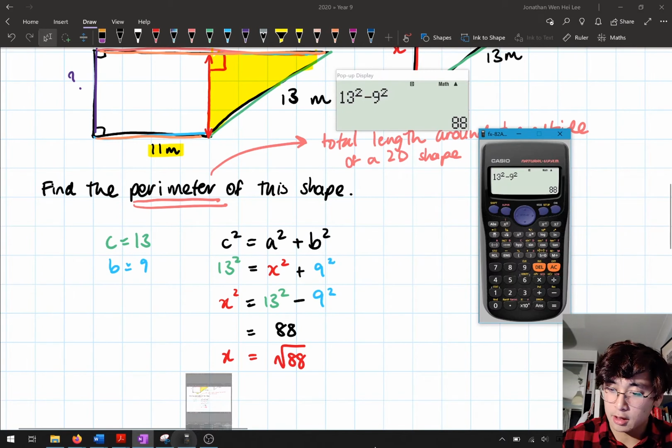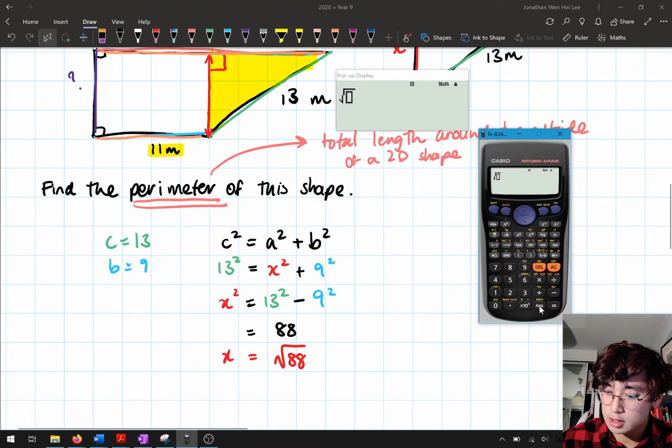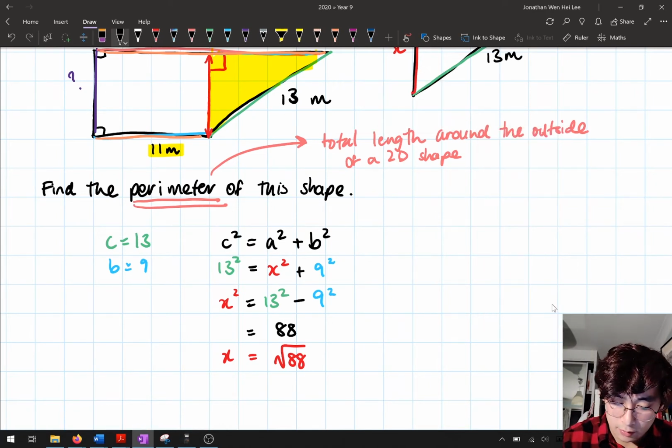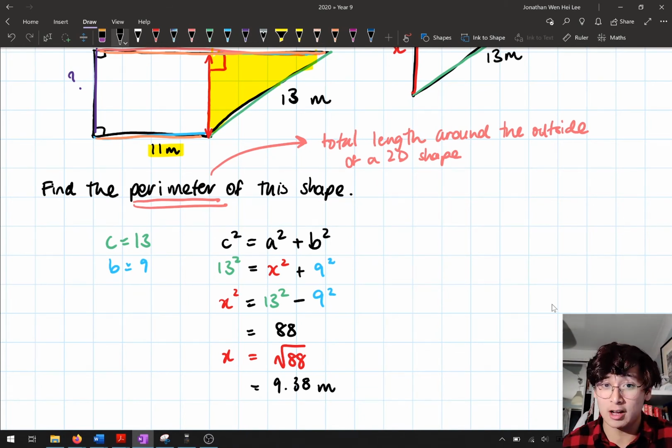If I put that in my calculator, square root 88, it gives me this long number here, so I'm going to put it to 2 decimal places. That's equal to 9.38. And what's the unit for this? Remember, you need to include your units. I've been very clear about this whole year. Include your units. Okay, I've got 9.38 meters. So that's my length of X.